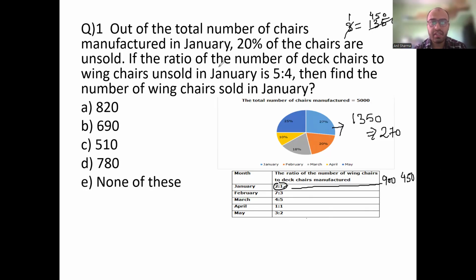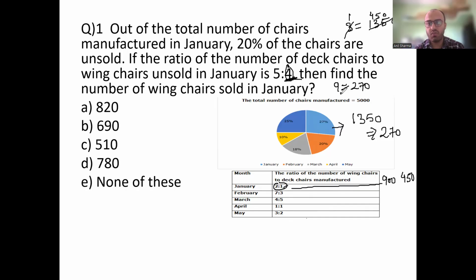You can see the ratio of number of deck chair to wing chair unsold is 4. Wing chair unsold is 4 portion. So how much is the 4 portion? Total is what? Total is 9 over here. So 9 unsold should be equal to 270. Right? Total manufactured we have seen 3. Here also total unsold is 9.